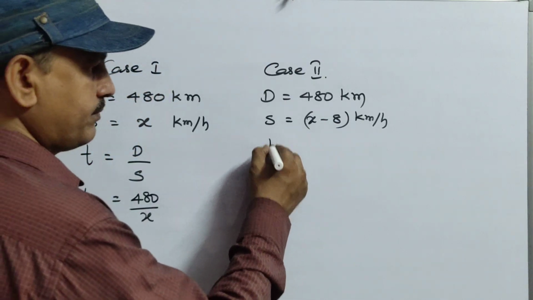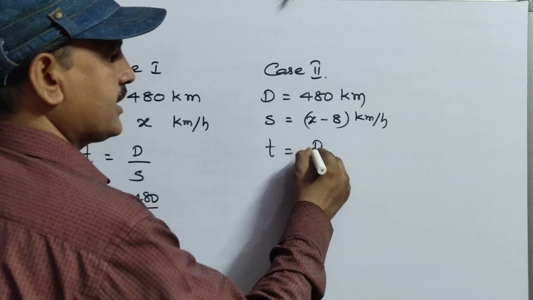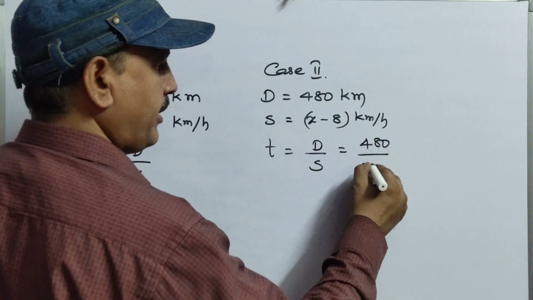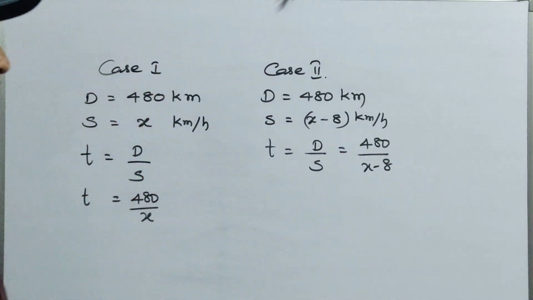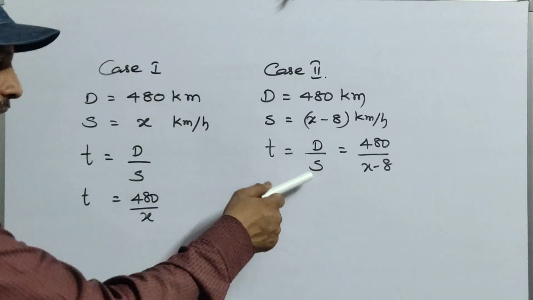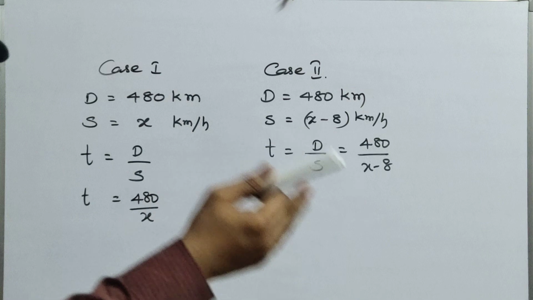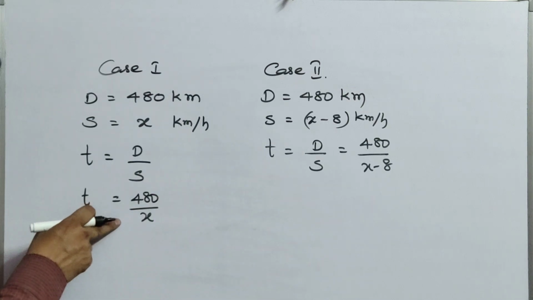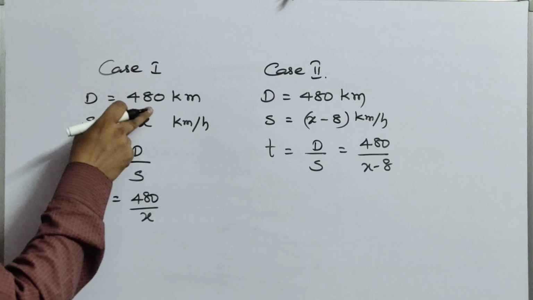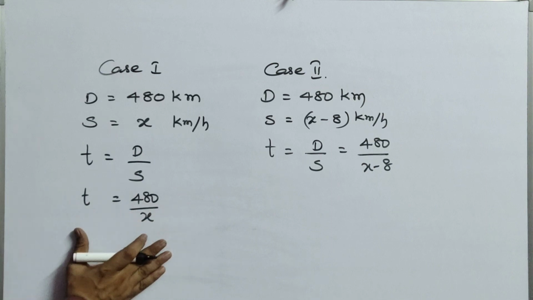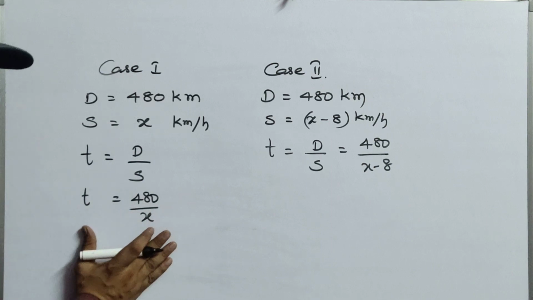Then find the time here. Time equals distance by speed. So 480 by x minus 8. Because speed has reduced, it is taking 3 hours more than the actual time. According to this question, 3 hours more. The actual time is this one, because distance is 480, speed is x, time is distance by speed. You have to reach by this time.